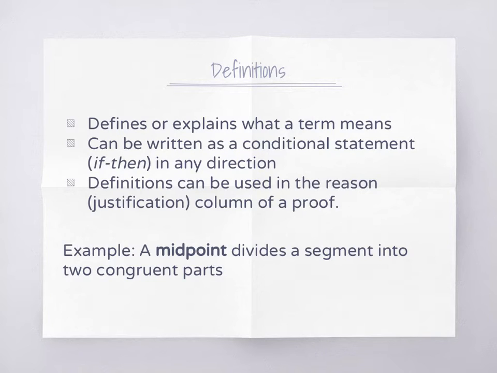So a definition defines or explains what a term means. It can be written as a conditional statement in any direction, which means it can also be written as a biconditional statement because it can go either way. Definitions are used in the reasons or justification column of a proof. An example of a definition would be a midpoint divides a segment into two congruent parts. So that describes what a midpoint is.